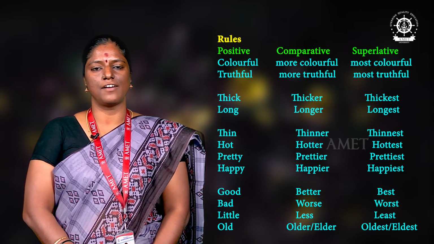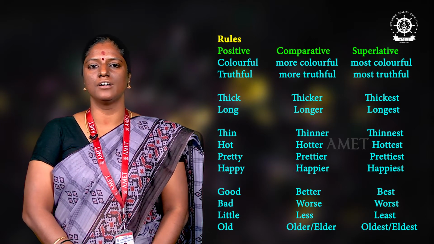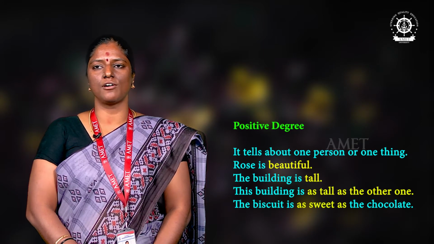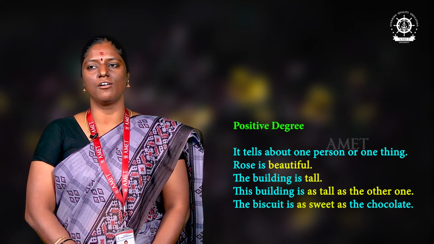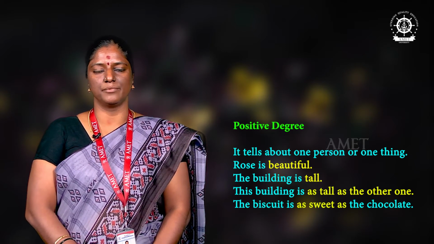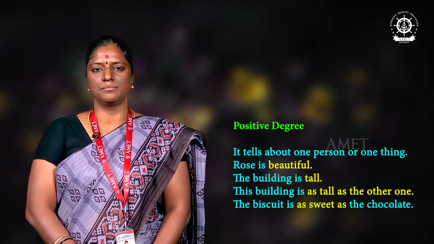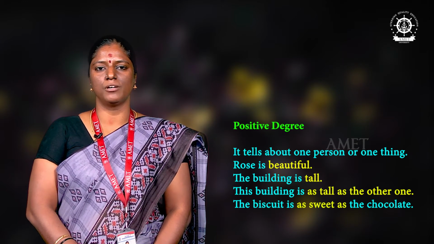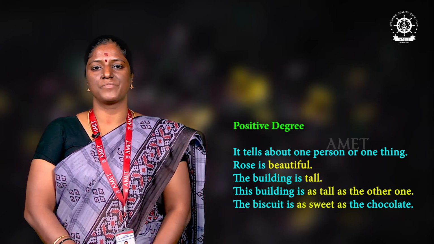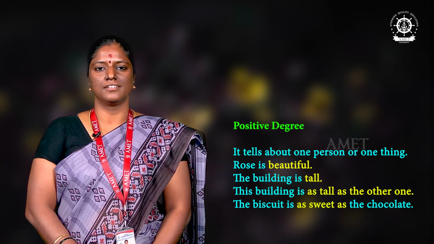First we have to learn the rules, then only we can change or transform from one degree to another. Let's move on to positive degree. It talks about one person or one thing. That is positive degree. For example, rose is beautiful. The flower is beautiful. Jasmine is beautiful. You are talking about only one thing here. The building is tall.